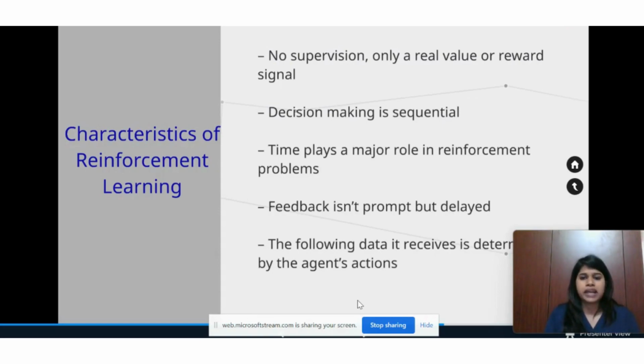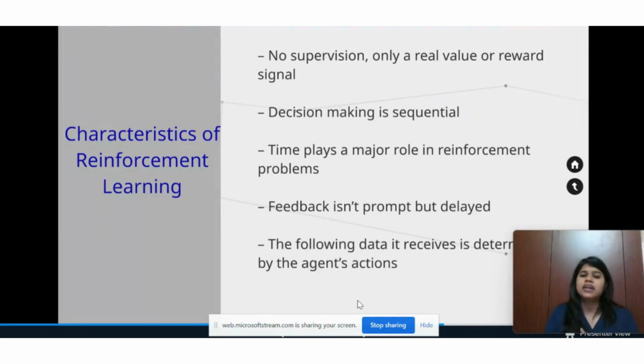And the next thing is time plays a major role, as reinforcement learning is actually exploring one by one, exploring state by state. So it's going to be time consuming, and say for example, in case of a car, the environment is going to be changing every time, so it differs from time to time. That's also a characteristic of reinforcement learning.